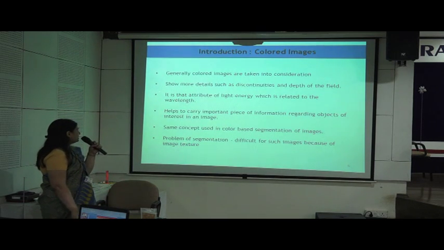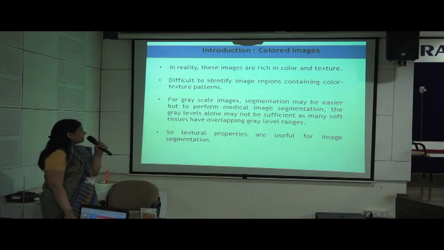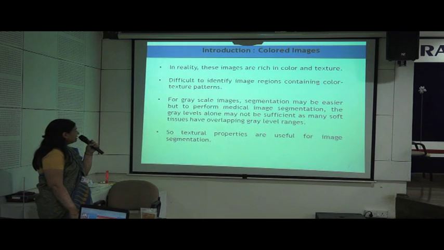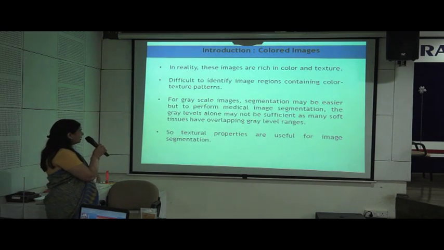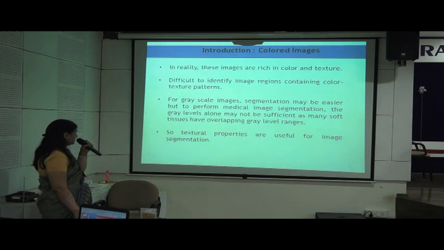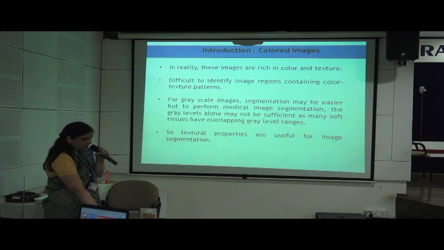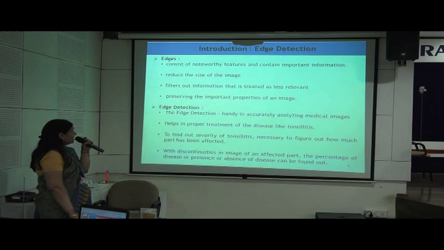But what we found was some problem of segmentation because of the image texture. In reality, color images are rich in color and texture, and it is difficult to identify the image regions containing color texture patterns. For grayscale images, segmentation may be easier, but to perform medical image segmentation, gray levels alone may not be sufficient as many soft tissues have overlapping gray level ranges, and therefore textural properties are useful for image segmentation.